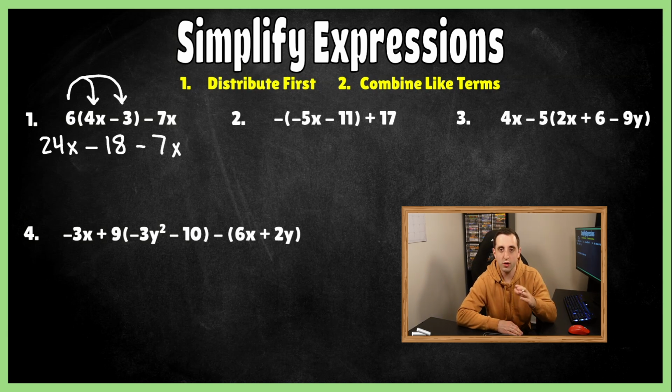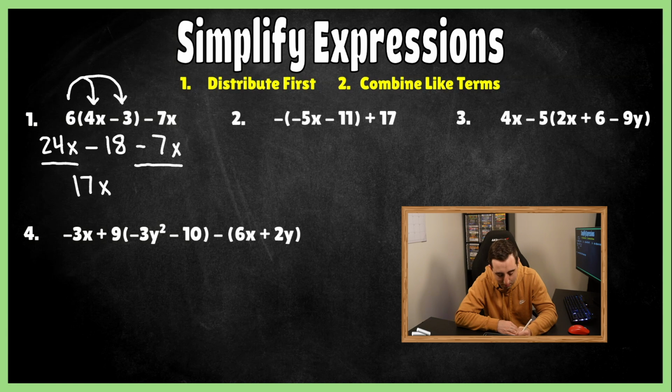And now you want to check to see, well, can you combine any like terms in this problem? And we can. We have a 24x and we have a minus 7x. And again, they're like terms because they have the same exact variable, in this case, x. Whereas the negative 18, it's just a constant, but there's no other constants around that we can combine it with. So the only thing that we can do is 24x minus 7x, which is going to give us 17x. And then we're just going to bring down that minus 18 because we can't do anything with it. And this is going to be our final simplified expression, 17x minus 18 for number one.